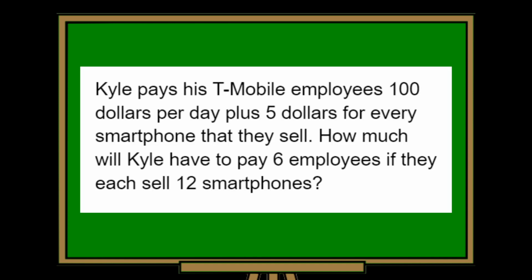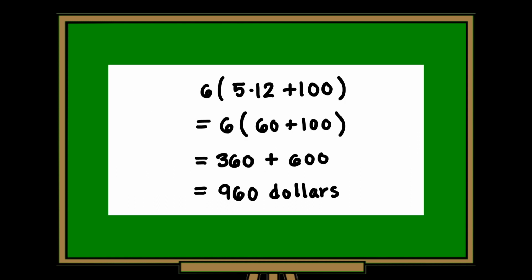My third example is word problems with money. Take this word problem for example. Kyle pays his T-Mobile employees $100 per day plus $5 for every smartphone that they sell. How much will Kyle have to pay 6 employees if they each sell 12 smartphones? Then I could represent this situation with 6 times the quantity, 5 times 12 plus 100.